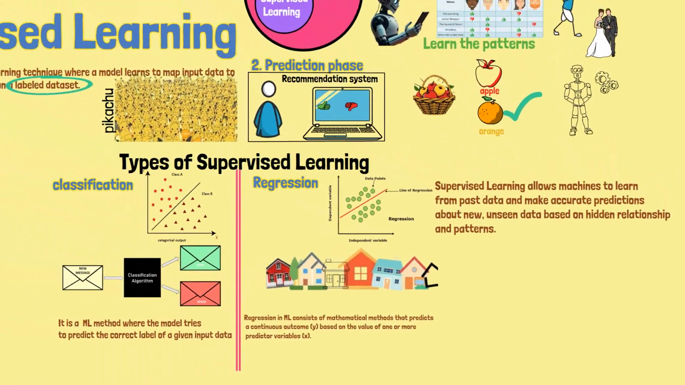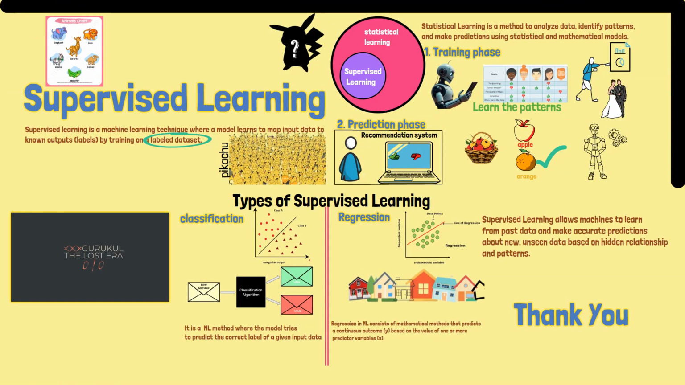Ultimately, supervised learning allows machines to learn from past data and make accurate predictions about new, unseen data, just like training an expert to recognize patterns and make informed decisions.